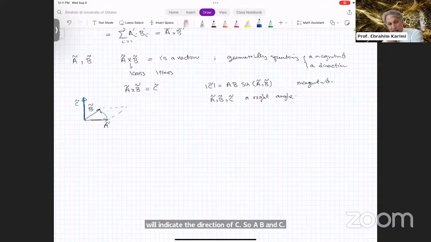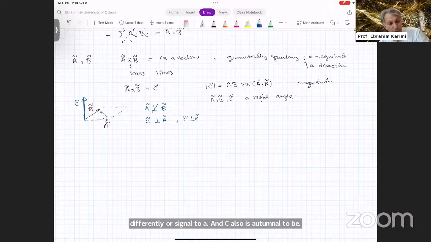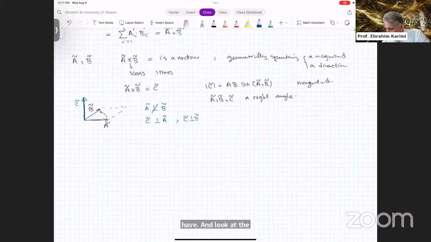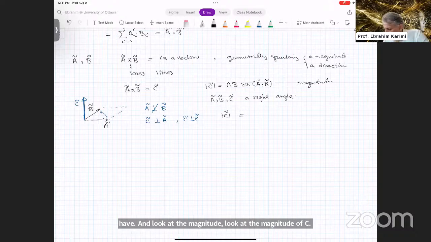Not necessarily that A and B are orthogonal to each other, that is not needed. But what is needed is that C definitely is orthogonal to A, and C also is orthogonal to B. Okay, that's a very, very important property that you have. And look at the magnitude of C. So the magnitude is A, B, sine of A and B.